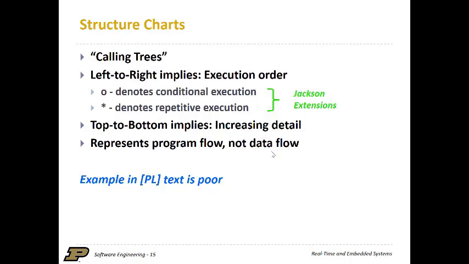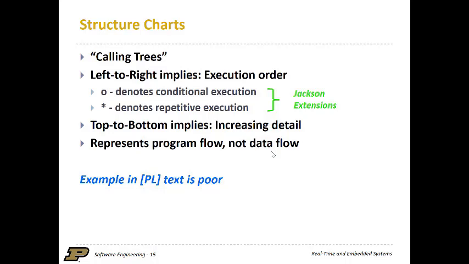There are some special denotations called the Jackson extensions to the basic structure chart idea. A circle in the box denotes its conditional execution, and a star in the box denotes it's a repetitive execution. Now, when you go top to bottom in the flow chart, top to bottom was just following the arrows, which was the flow of execution.